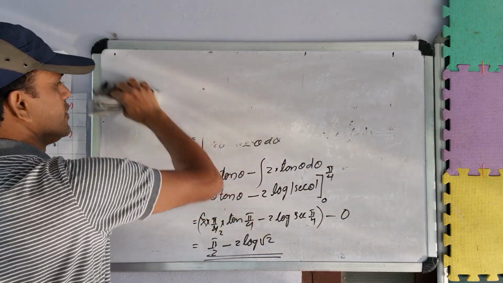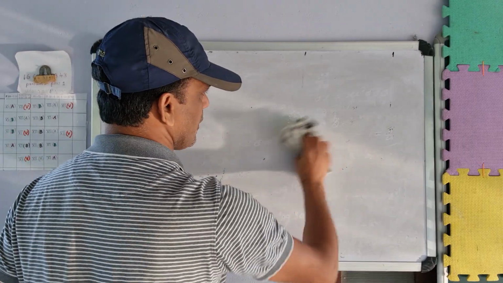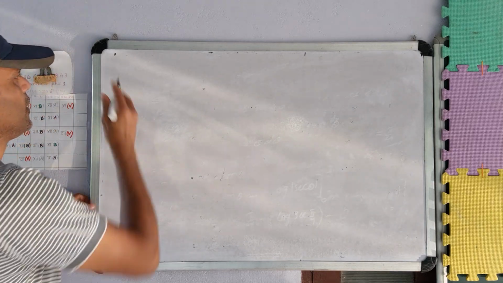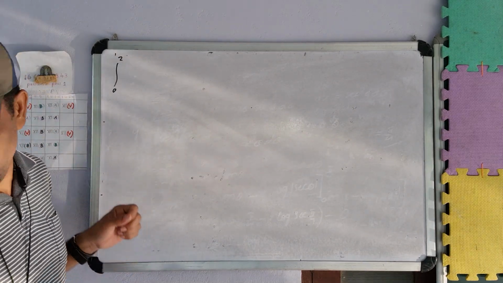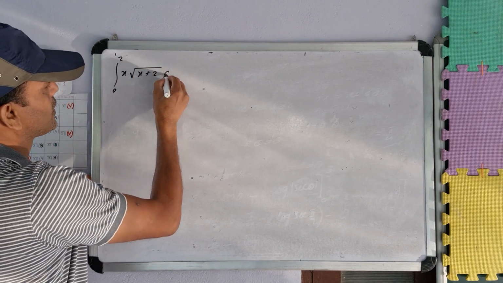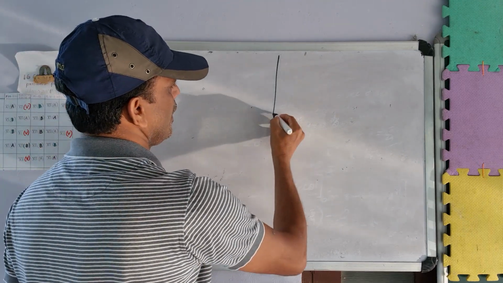Now we move to the next problem. We plan to solve every problem in this topic. The next one is the integral from 0 to 2 of x times the square root of x plus 2, dx. It's an easy one. Here too we substitute.